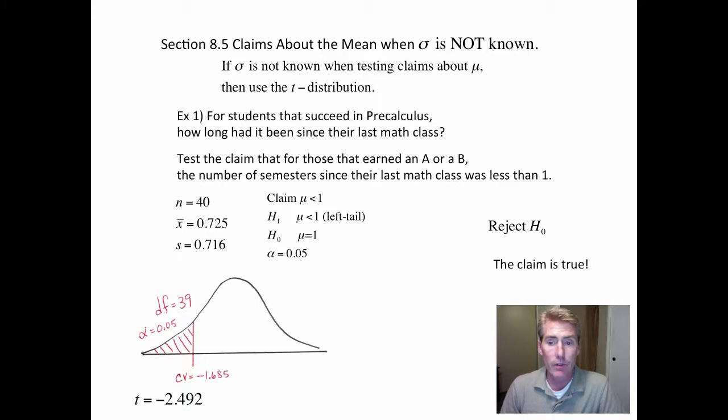And FYI, for those people that got a C or worse, from what I remember, it was an average of about 1.4 semesters, so almost double the gap. So that's a big predictor in passing math classes.